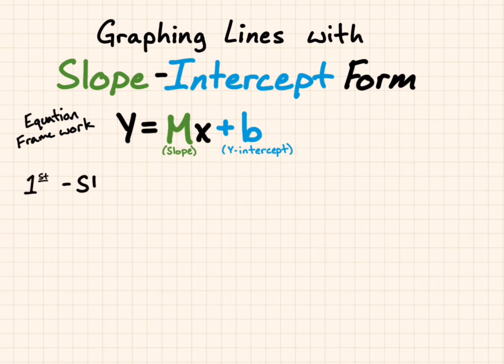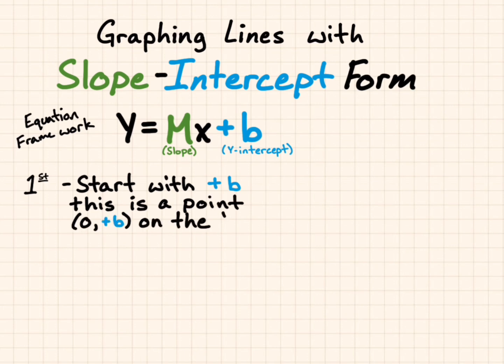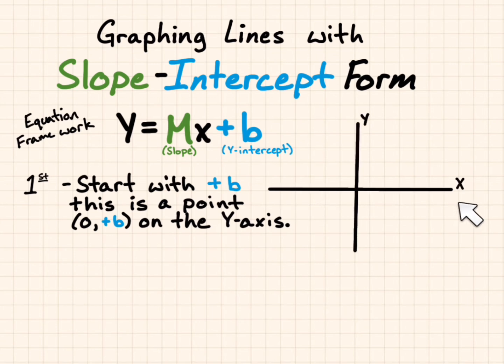First, start with the plus b. This is a point 0 plus b on the y-axis. So for your coordinate plane, you have an x-axis and a y-axis. You're going to take that plus b, that value, and put it along your y-axis. You'll have a point 0 comma plus b, whatever this value is here.